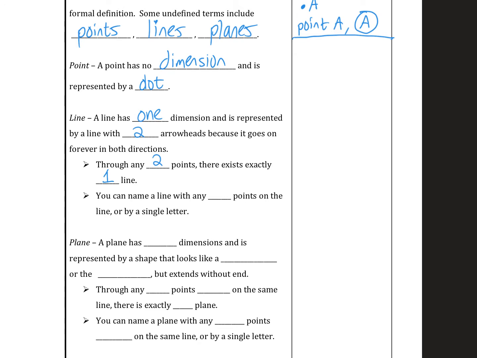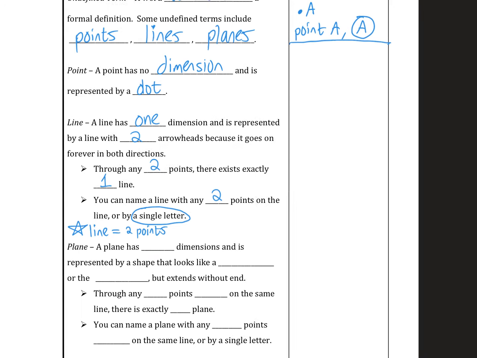How many lines? 1. And you can name a line with any 2 points on the line or by a single letter. I'm gonna put single letter around here because that's helpful as well. Okay? And then I'm gonna write down here, kind of important, a line equals 2 points. And I'll put a star by that.